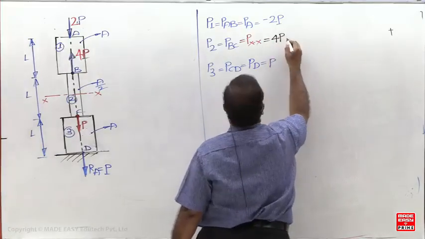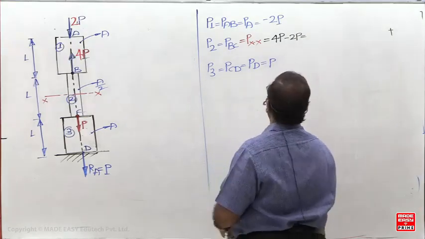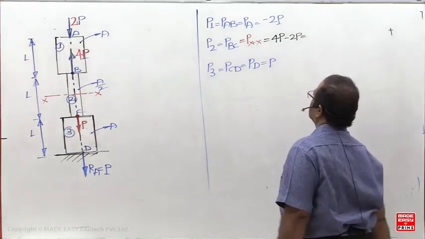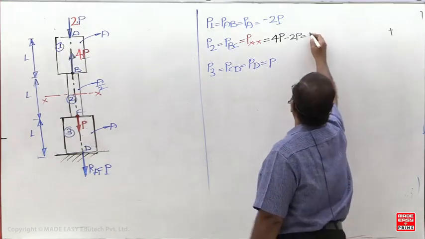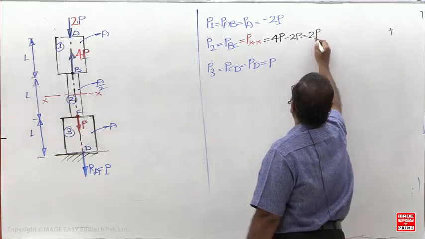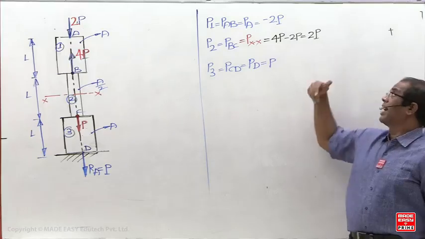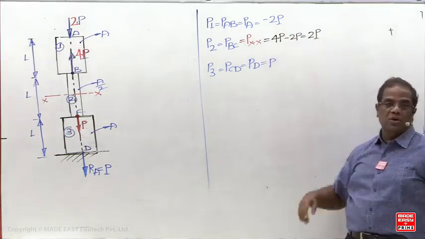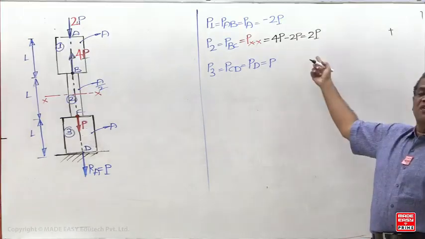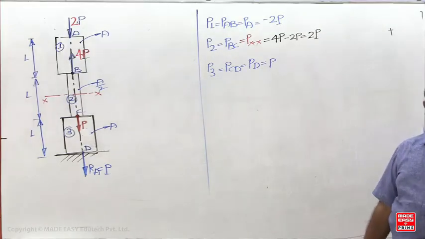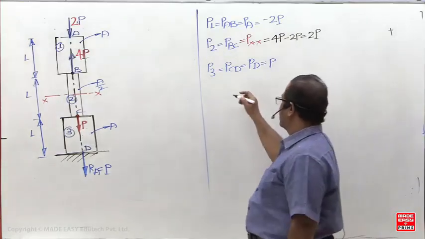4P minus P. Now what is being asked? What is the maximum tensile load? 2P. Maximum compressive load is 2P. Now what is asked in the question? Maximum value of P. But it's given permissible stress is given. Then you can use your strength criterion.